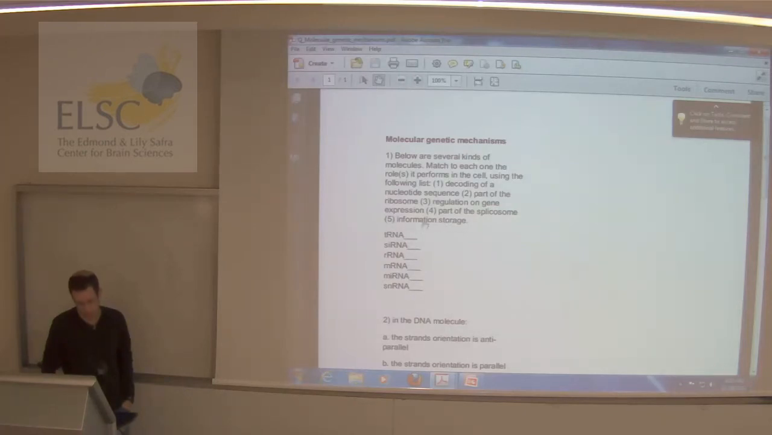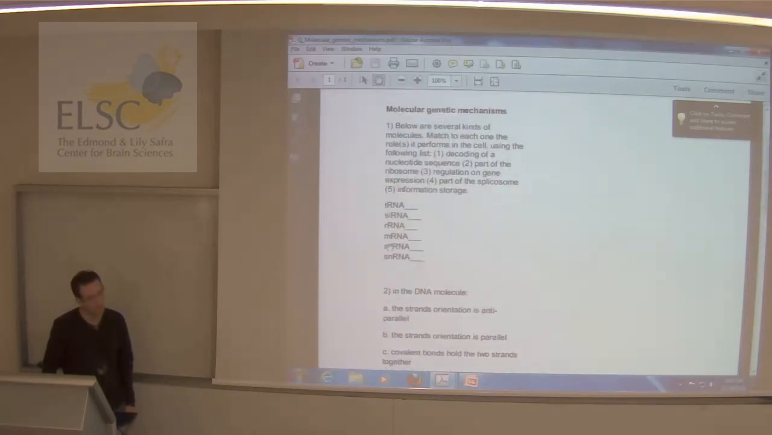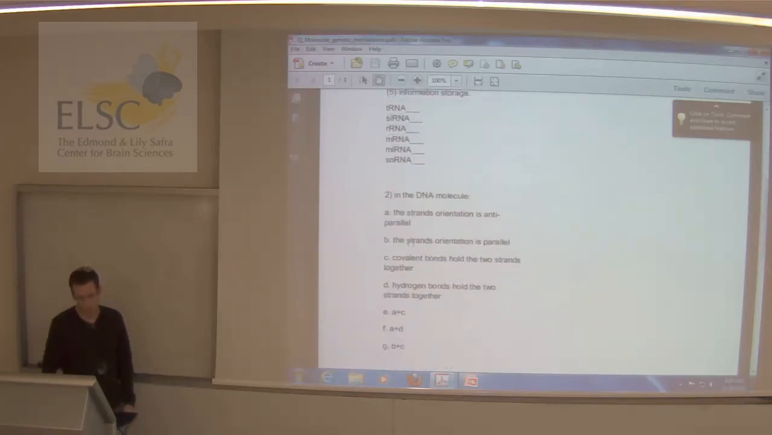And the last we have mentioned. Information storage is the main task of which RNA molecule? The messenger RNA. Information storage or transfer. Decoding is when you take the nucleic acid sequence and decode it. It's the transformation from nucleic acids to amino acids, which is the translation step, not the transcription step.